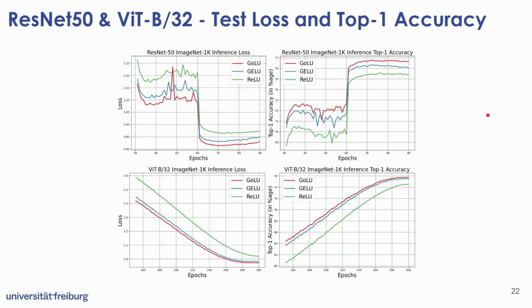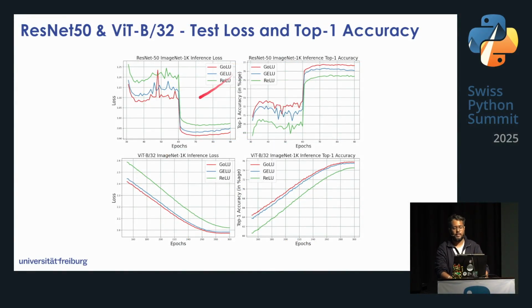We also visualize the loss and the top one accuracy on the test set of the ImageNet dataset to see what's exactly happening. And we saw that consistently on a dataset which the model has never seen, GoLU always outperforms the other activation functions like GELU and ReLU, and not only for ResNet 50, but also for VIT. So it's a very generic purpose activation function that you can just plug and play with in any possible architecture.